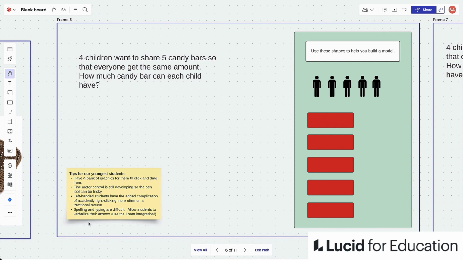So I did put some ideas here. When you're working with younger students, it's going to be easier for them if you create a bank of images for them to pull from. Their fine motor control is still developing, so I had problems with the pen tool with kindergarten students.